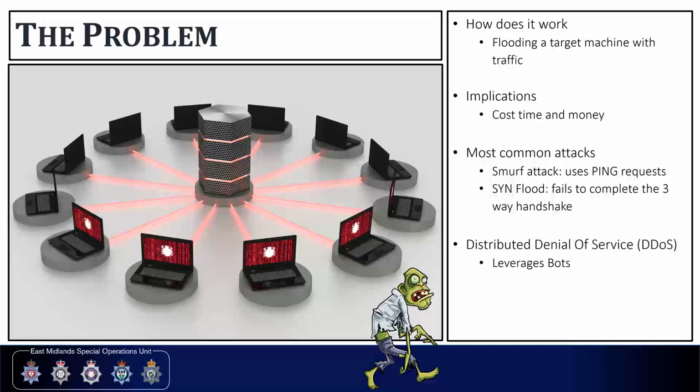DDoS allows for so many more requests to be sent to the target that the attack power is dramatically increased. It also makes it very difficult to attribute the source of the attack because the identity of the hacker is hidden. So how do you know if a DOS attack is happening on your network?